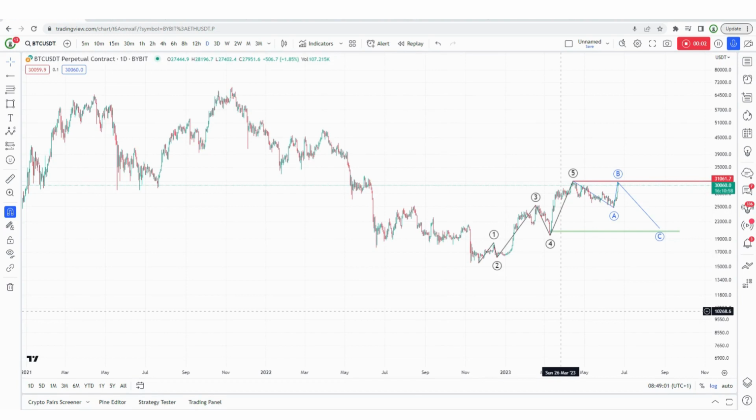Okay, good morning, everyone. Look, this is what I want to get straight into. I am very cautious right now about any longs that I have in the market, particularly for cryptocurrencies. Let me tell you why.